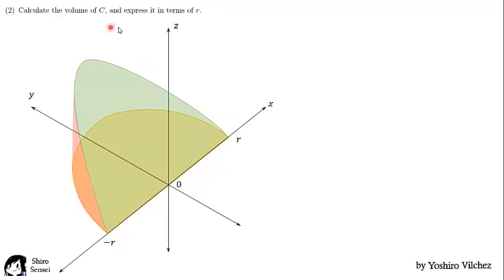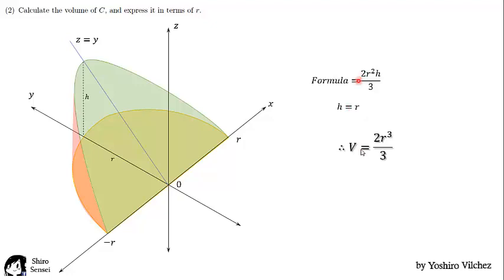Next question. Calculate the volume of C and express it in terms of r. So in order to solve this problem, we should remember the following formula: 2r squared h over 3. This formula is the volume of a cylindrical wedge when the inclined plane passes through the diameter. Here r is the radius of the base circle and h is the maximum height of the cylindrical wedge. But as we know that this straight line is z equal to y, then h is equal to r, and replacing in this formula we get finally 2r cubed over 3.